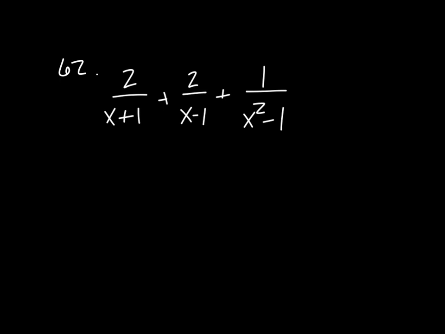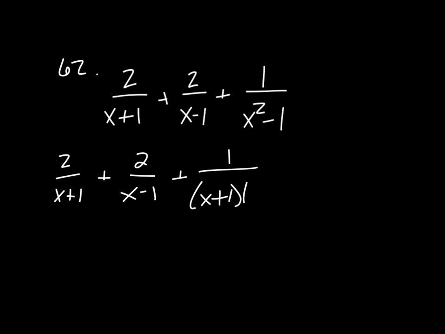Alright. So what's the first step? No, difference of squares. Okay, so then the first two don't change, right? The last one does. And so then what does that one factor into? x plus 1, x minus 1. Alright, so then what is our common denominator going to end up being? x plus 1, x minus 1.